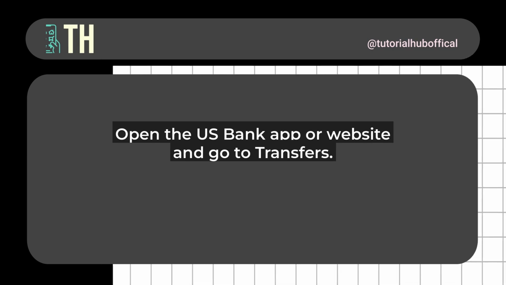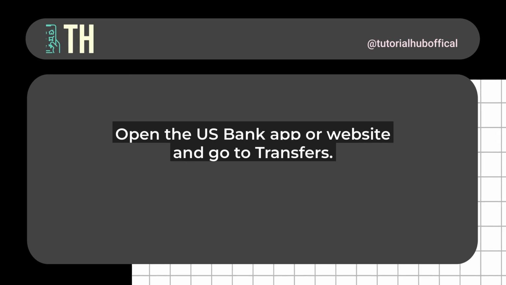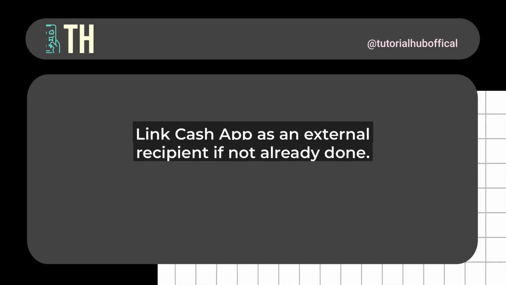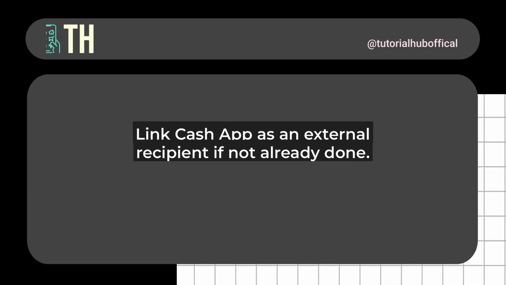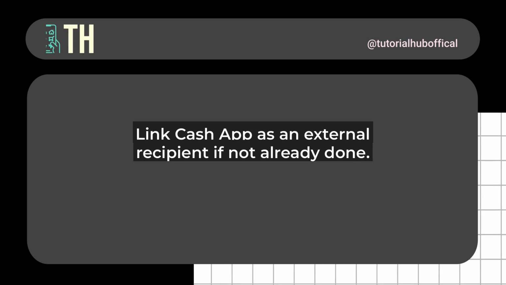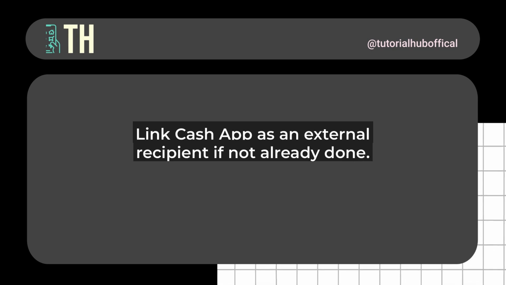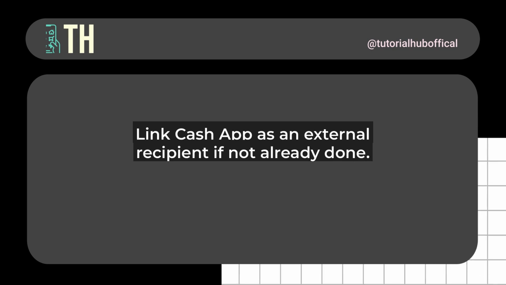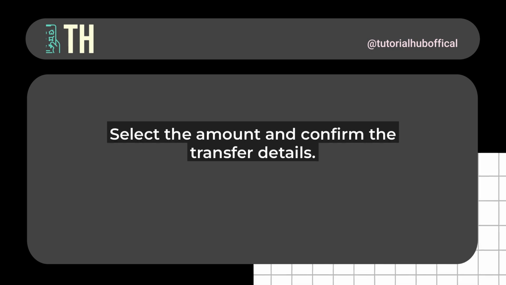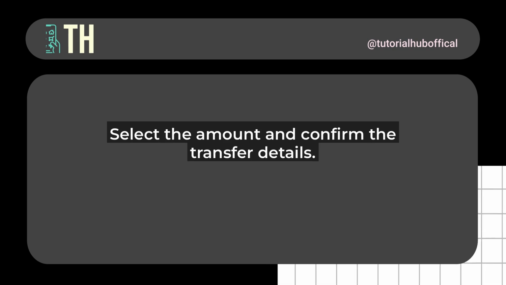Now, head to the Transfers or Payments section. Look for an option that says External Transfers or something similar. This is where the magic happens. If you haven't linked your Cash App before, you'll need to add it as a recipient. Enter your Cash App details, like your cash tag or linked bank info, and double-check everything for accuracy to avoid delays. Next, select the amount you want to withdraw.